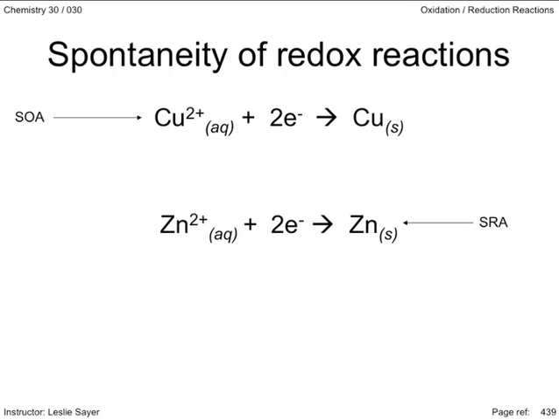We properly balance each half reaction by adding in the necessary number of electrons to turn the reactant into the indicated product. Here there is no doubt that each half reaction is a reduction half reaction, and the gaining of electrons is clearly indicated.